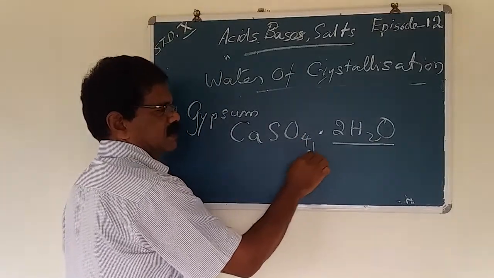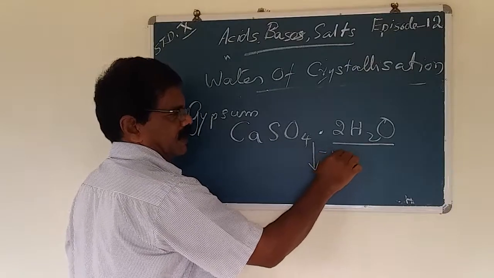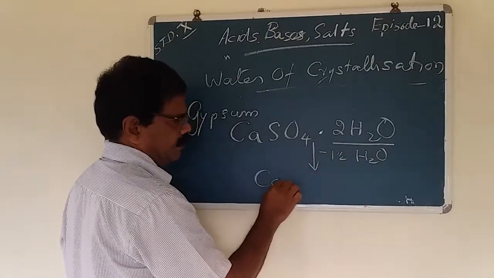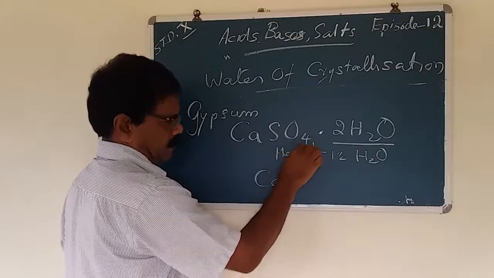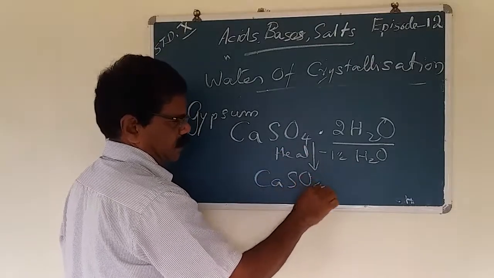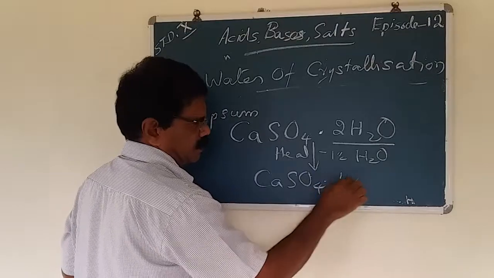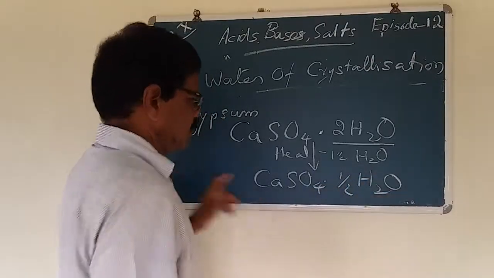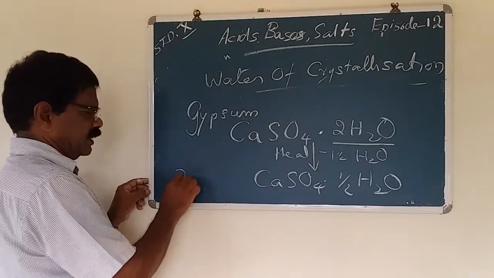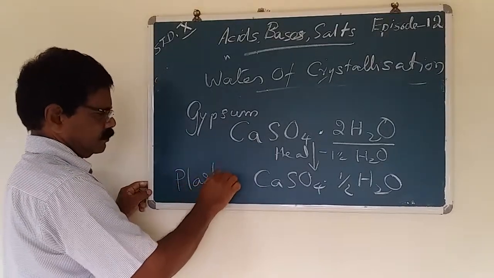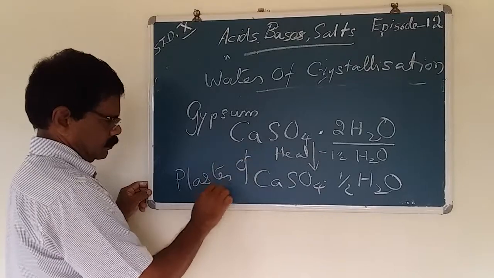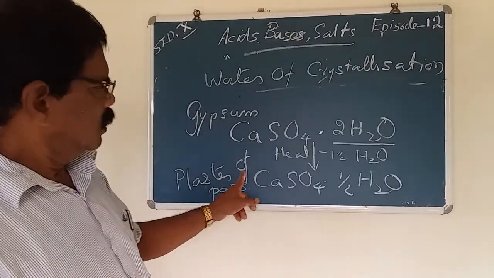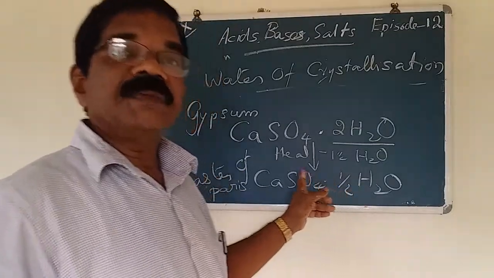On heating, it loses 1.5 H2O. Then it becomes CaSO4 half H2O. This is known as plaster of Paris.